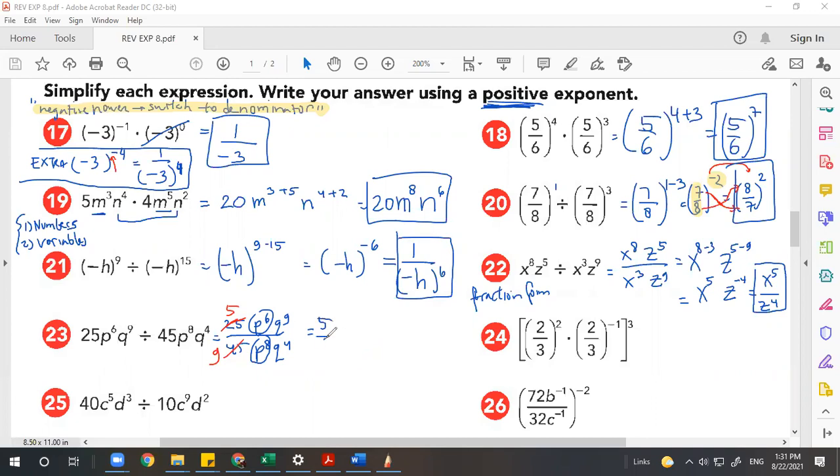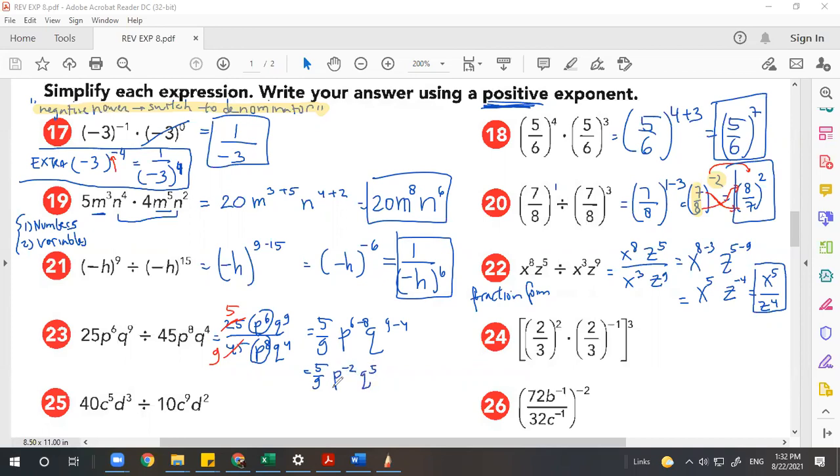So 5/9 p to the power of 6 minus 8, right? And then q to the power of 9 minus 4. Get this idea for the subtraction of the powers, I mean. Okay. So I think this is better for you. Why? Because everything is written. So 6 minus 8 is -2, right? So 5/9 p power -2 and q to the power of 5.